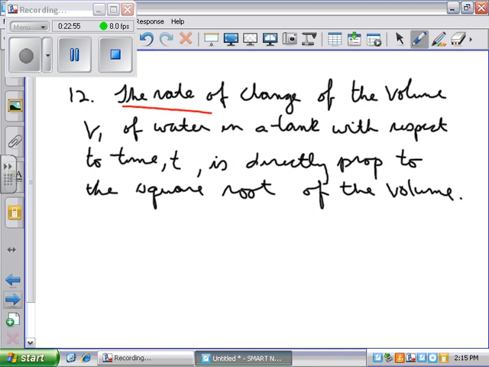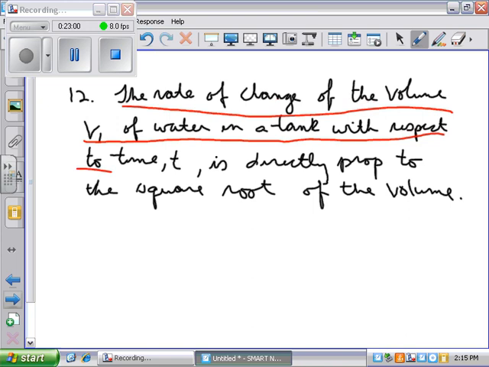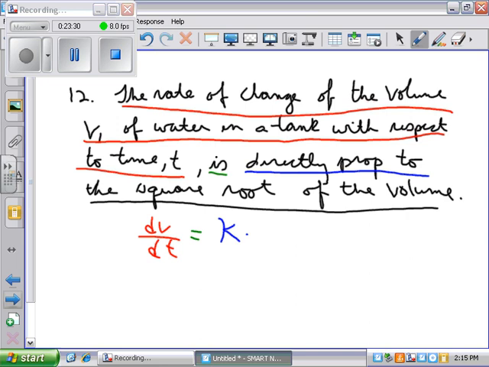The rate of change of the volume in a tank with respect to time t: dV/dt. Equals, oh, this is color coded. Directly proportional to: k times. If it was inversely proportional, which they don't do, it would be k divided. You remember that by. Okay, directly proportional to the square root of the volume.